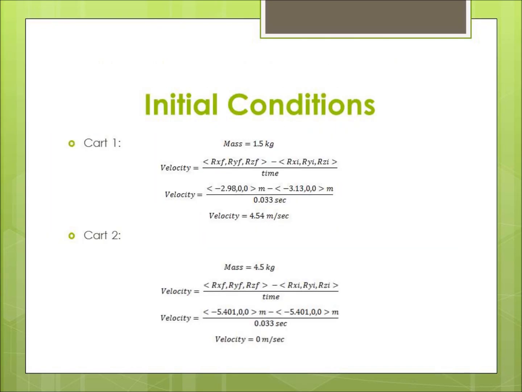For carts 1 and 2, I have calculated the initial velocities by picking 2 points of position and dividing them by the time interval between those 2 points. As you can see, the initial velocity of the moving cart is 4.5 meters per second, and the initial velocity of the other cart that is not moving is 0 meters per second.